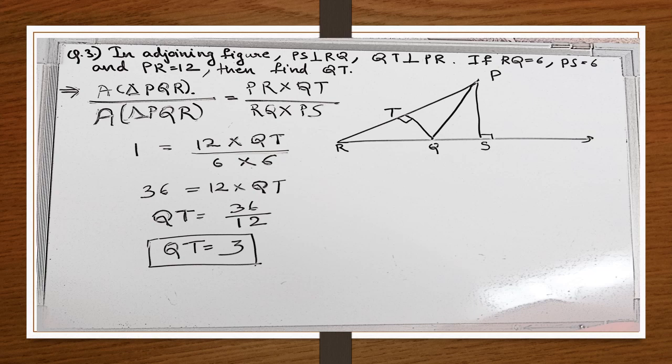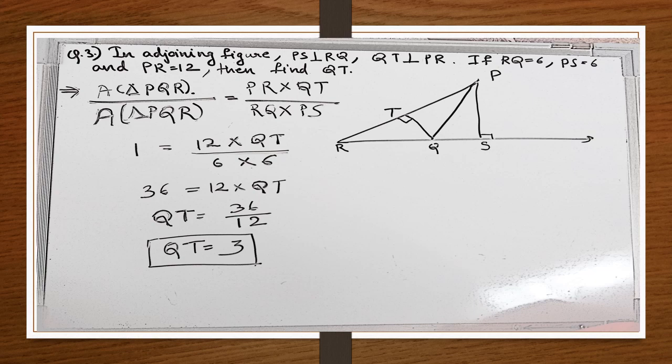Okay, so this is the third example in the practice set 1.1. Now in the adjoining figure, PS is perpendicular to RQ and QT is perpendicular to PR. If RQ is 6, PS is 6 and PR is 12, then we have to find QT. Okay, so how do we start, or how do we arrive at the first step?